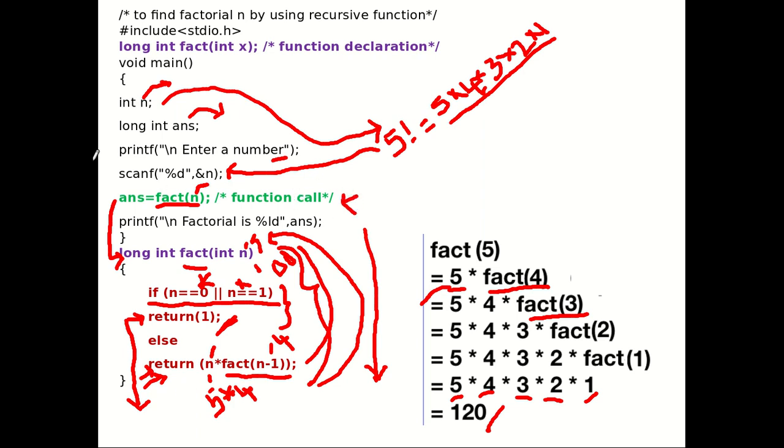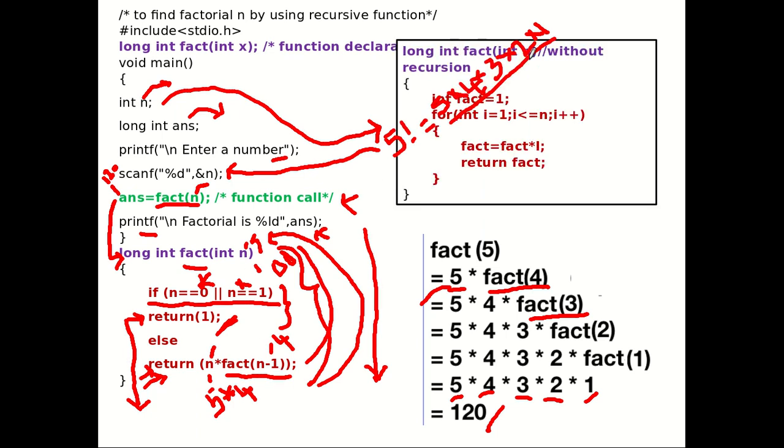So here the answer will be holding 120, and soon after this statement we are calling a printf statement to display the value. One thing you can observe is the function body is having a statement which will call the same function again and again. So that's why we call it a recursive function.